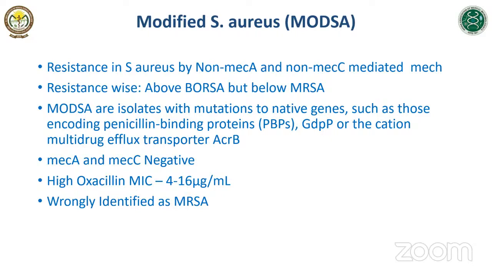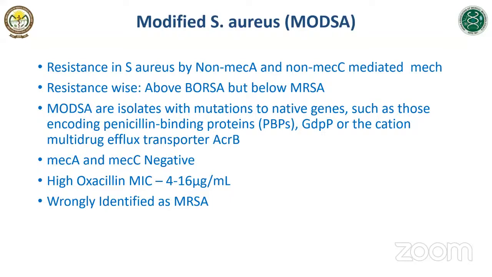So it looks like Staph aureus, it looks like MRSA only, but there's no mecA, there's no mecC present. Resistance-wise, it is above BORSA, but you can say it is below the MRSA. The MODSA isolates have numerous mutations to the native genes which encode the penicillin binding proteins, the GdpP, or the cation multidrug efflux transporter AcrB. So there are mutations, which are the usual mutations.